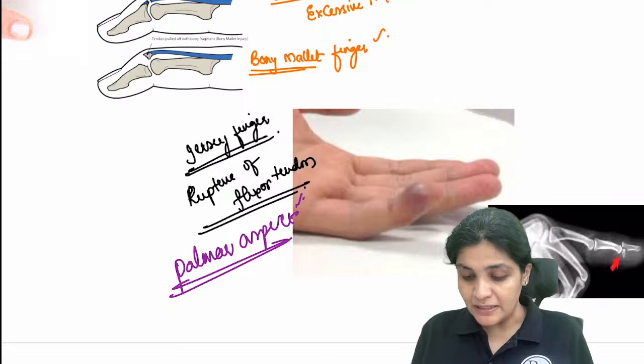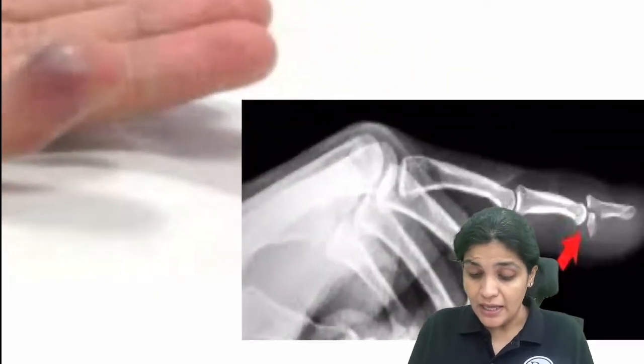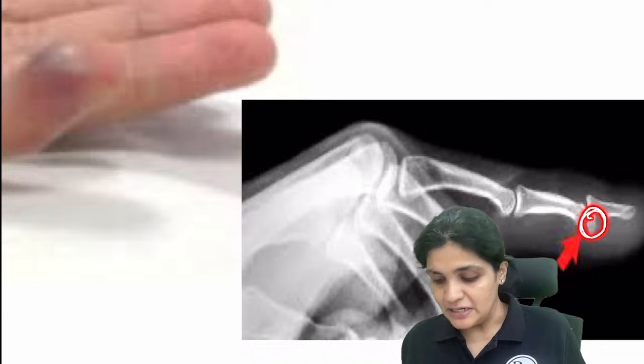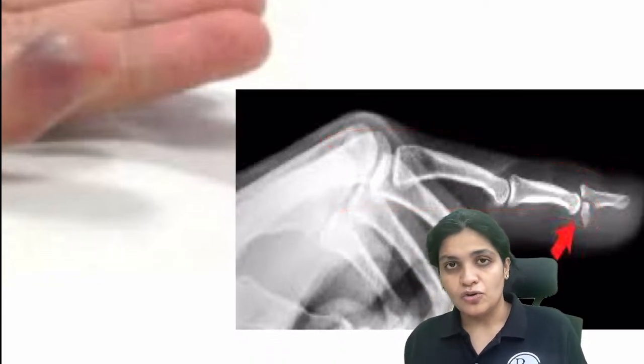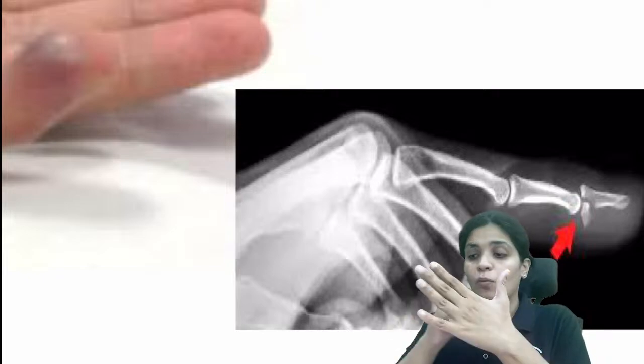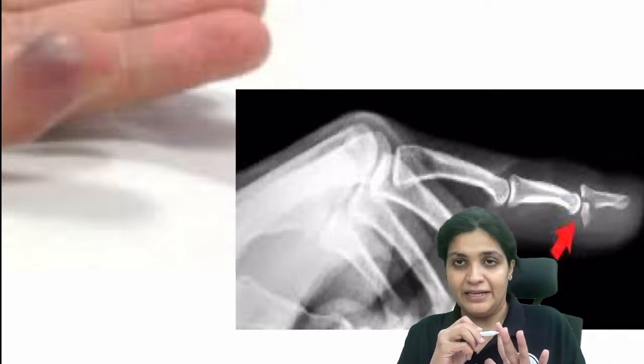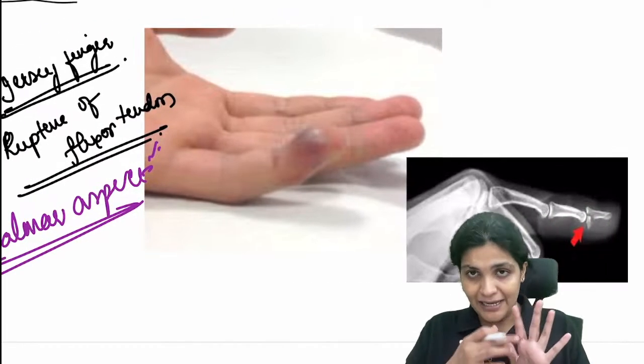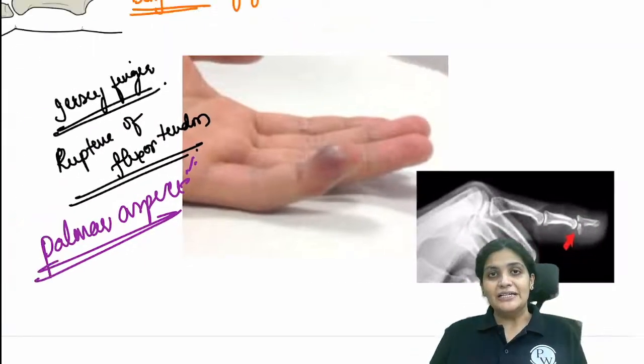And here what happens? There is a flexor tendon which is attached, again, to the base of the distal phalanx here. So this is the base of the distal phalanx on the volar aspect. This is on the dorsal aspect. So dorsally it is an extensor, volar or palmar it is the flexor, right? So whenever there is damage to the flexor tendon on the palmar aspect, it will cause jersey finger.